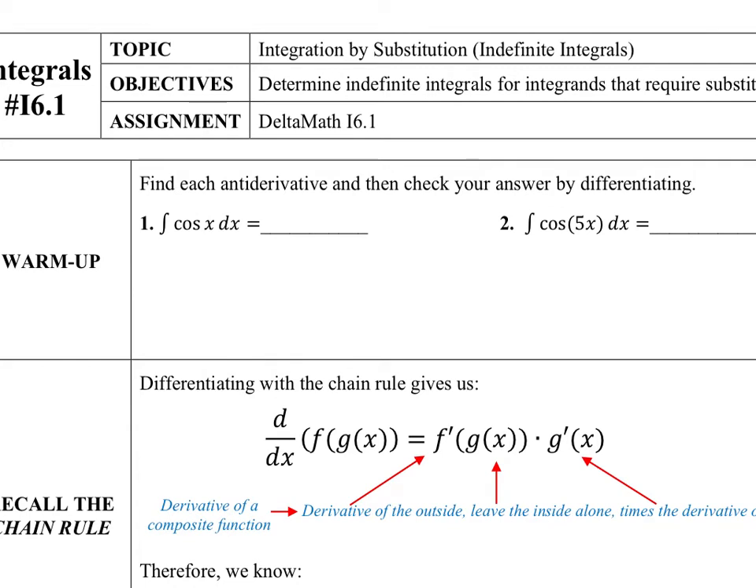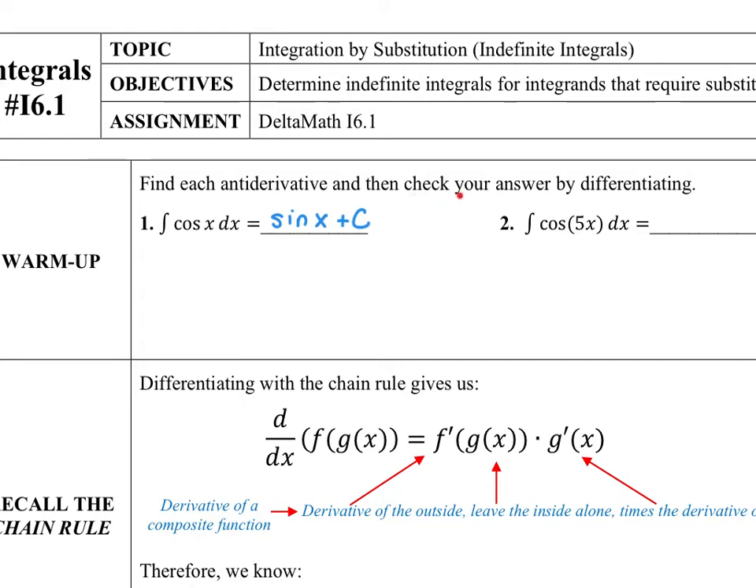In question number 1, I'm asked to do the antiderivative of cosine x dx, and I know that cosine x is the derivative of sine x. And because this is an indefinite integral, that is, there are no limits, I know I have to put the plus c at the end to represent that constant that I can't recover in this antiderivative process.